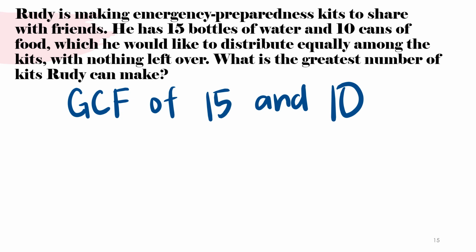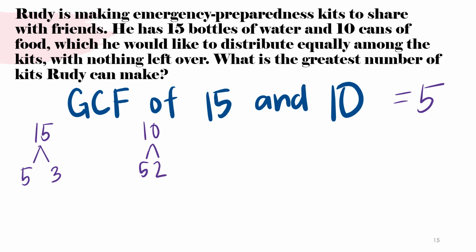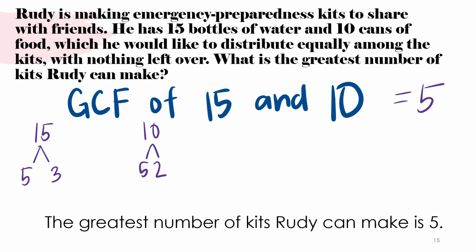All right, so if we're using the prime factorization method, we're going to do the prime factorization of 15. 15 can be split up into 5 times 3. Both of those are prime. 10 could be split up into 5 times 2. Both of those are prime. You look for the factor that they have in common. They both have a 5 in common, so our greatest common factor is 5. That tells us that the greatest number of kits that Rudy can make is 5.